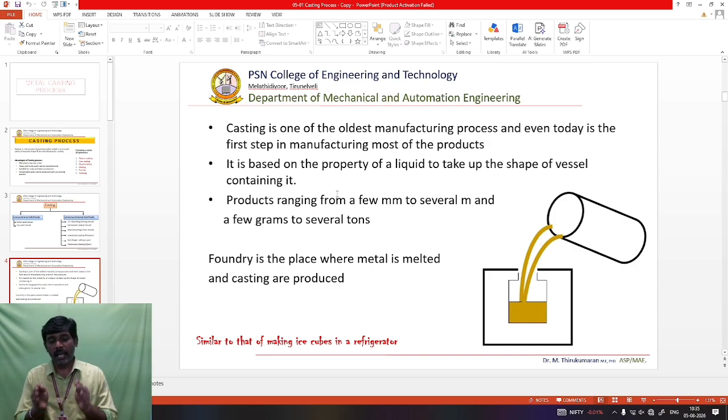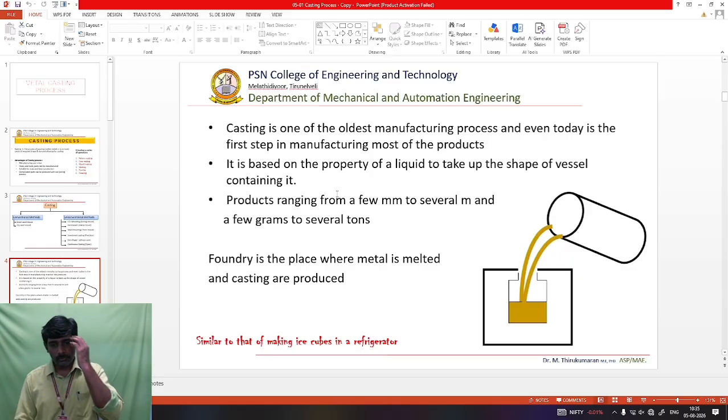Containers may be a circle, a square, or some complicated shape. Whatever the container is, let me fabricate it through the casting methods. Products ranging from a few millimeters to meters can be developed through the casting process, and from a few grams up to some tons.